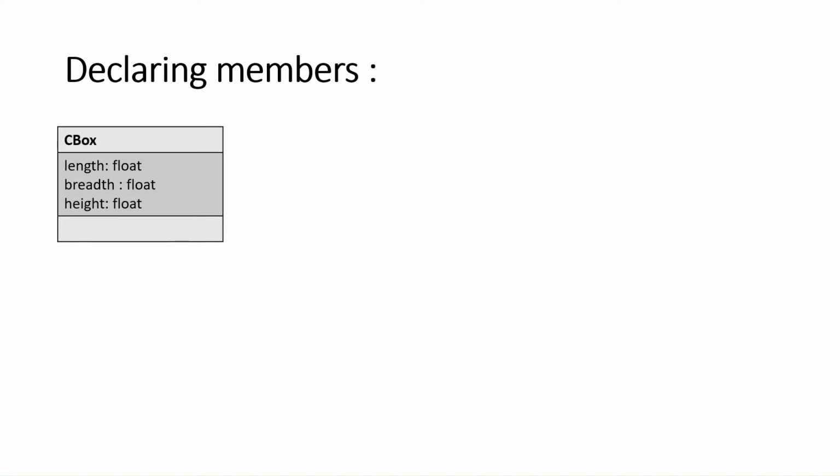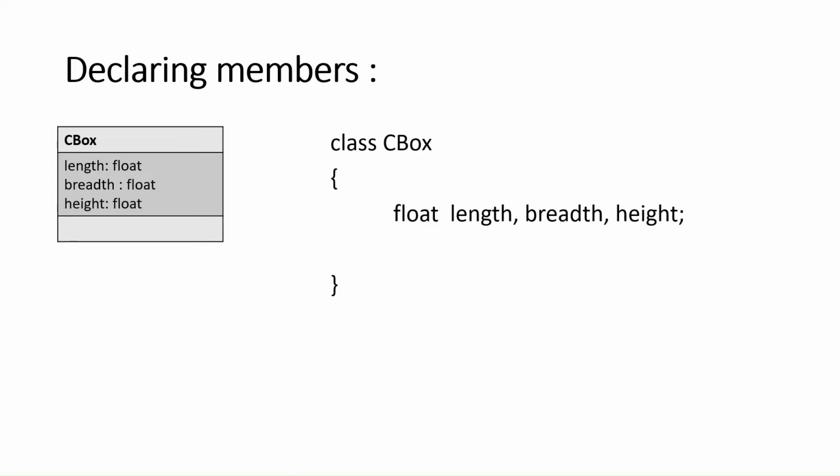Now let us declare the members in that class. As we discussed before, in the second compartment we declare the members. That means we tell what members are present in that particular class. In my class cbox, the members are length, breadth and height, and those three are of data type float. Like this, we can declare the members in that class: float length, breadth and height.